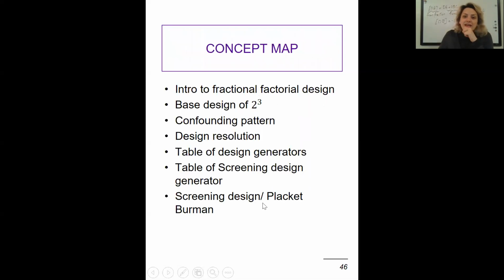Okay. So here's the concept map. We had the intro to fractional factorial design, the effects of them, the base design of 2 power 3, and the confounding pattern, design resolution, the table of the design generator, the table of the screening design generator, and then we learned about the screening designs, or Plackett-Burman designs, that we had in chapter 7.